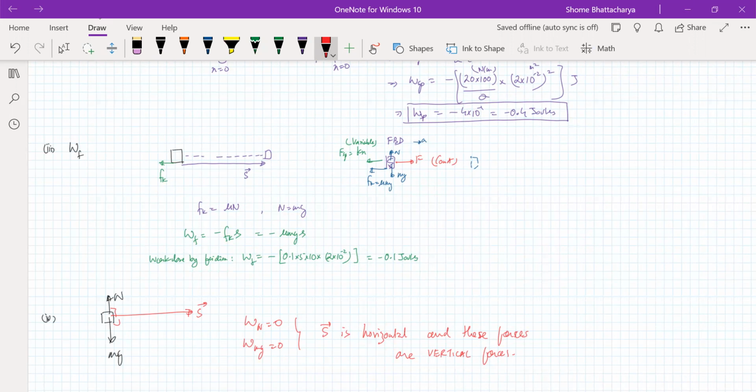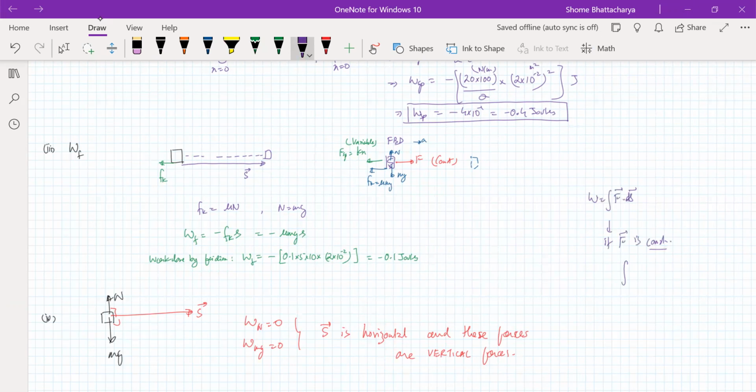Sir, why didn't we use that integration method in friction? We didn't need to because friction is a constant force. Dekho, general definition kya hota hai work done ka, integration of F dot ds. But if my force is constant, then I can reduce to F dot s.